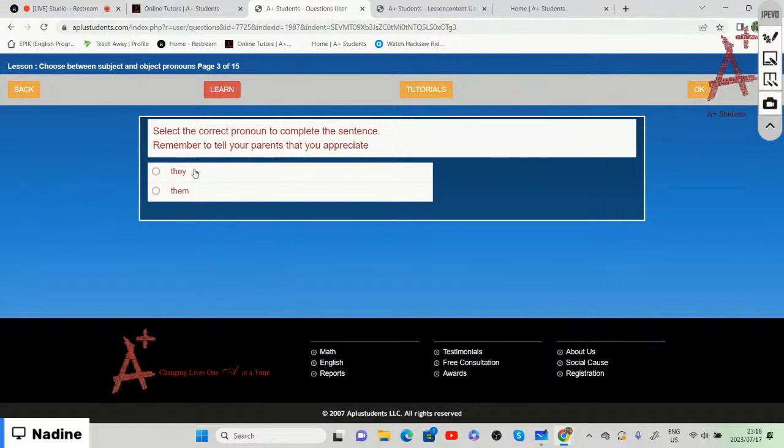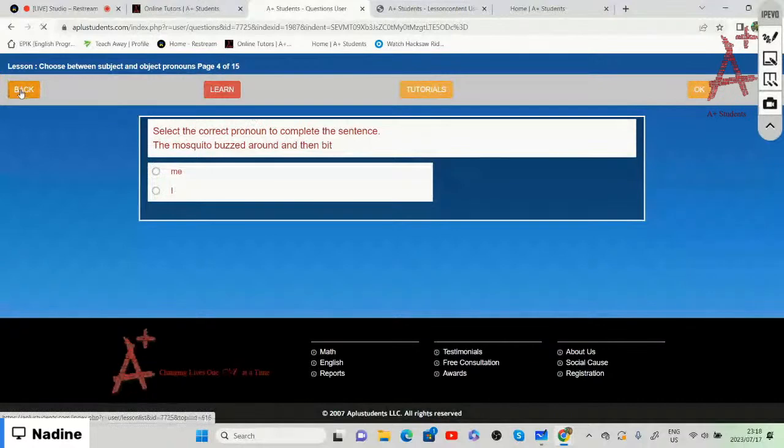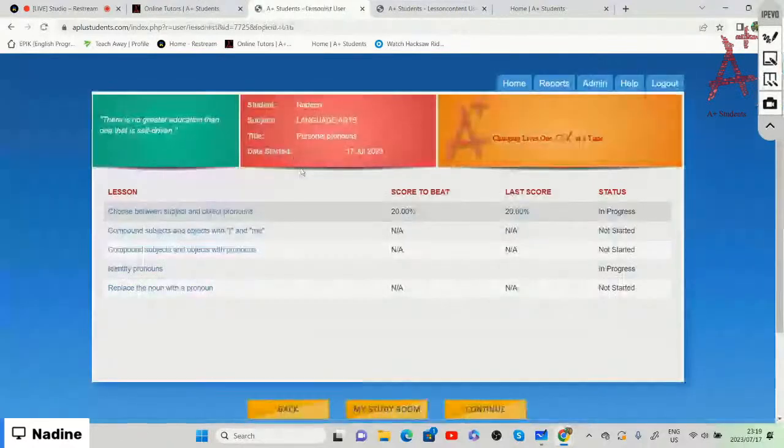This is selecting the correct pronoun. And in this case, it's going to be an object pronoun, right? All right, so we're going to say, remember to tell your parents that you appreciate them, right? And them is correct if you have that. All right, so now we're going back. So if you have them, wonderful, beautiful.